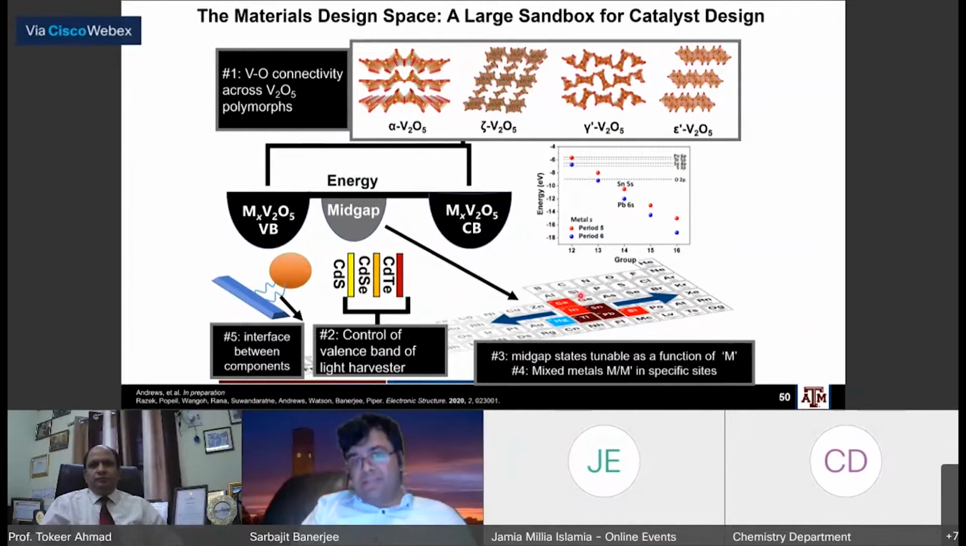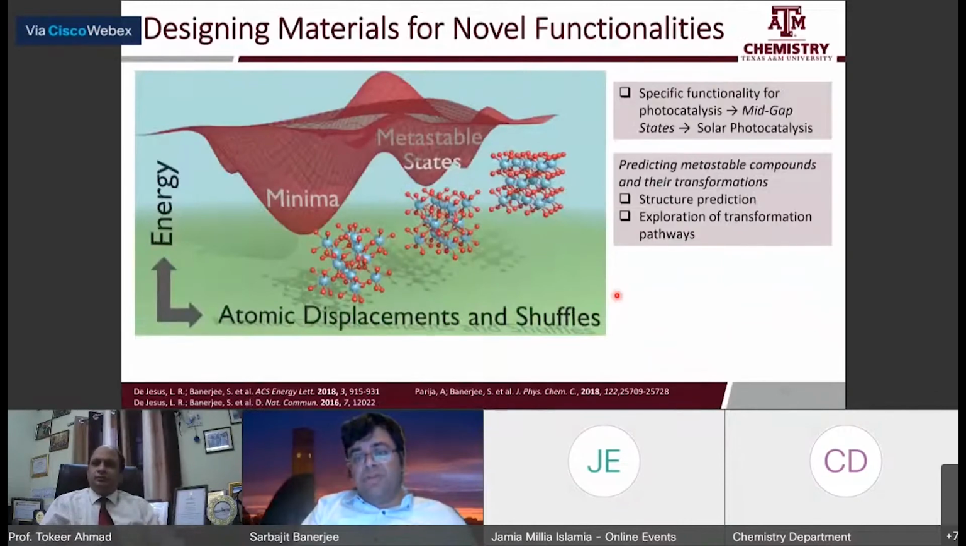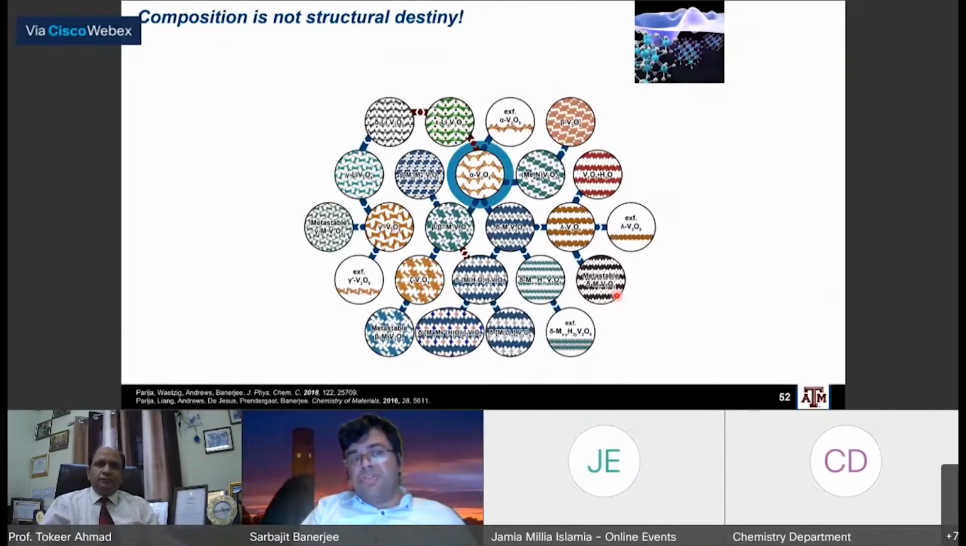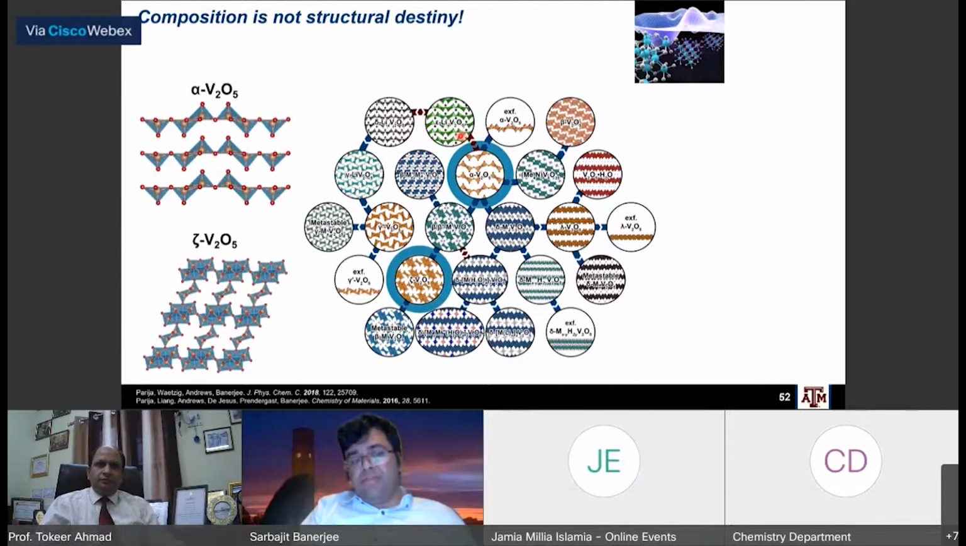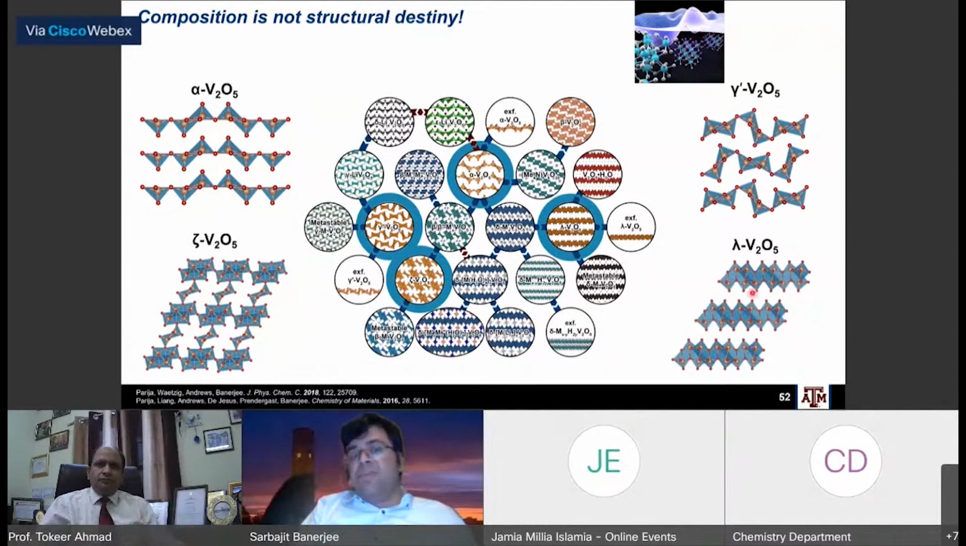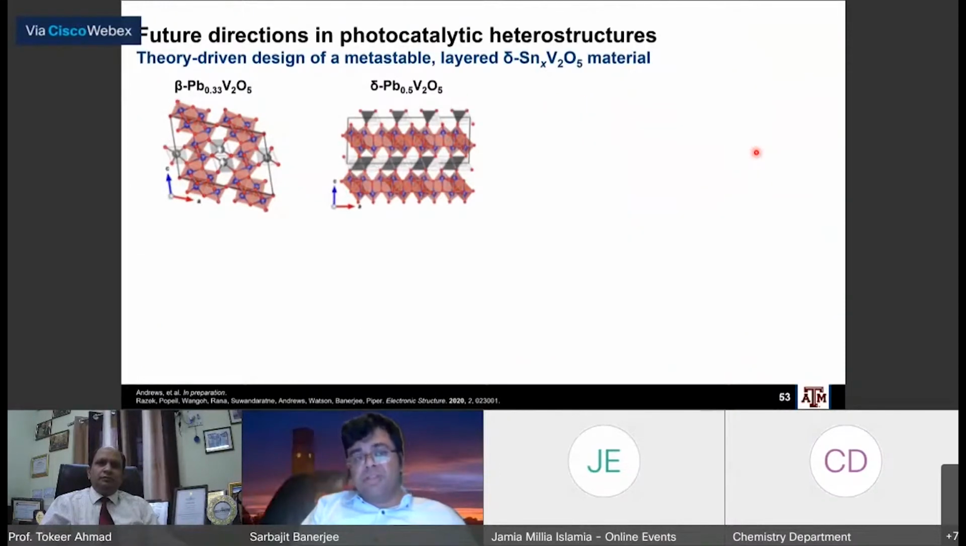We can really expand this repertoire, and this is what we've tried to do because there are just so many options here, right? I just want to show you this, and I'm going to elaborate in subsequent talks. This is alpha V2O5, but we can isolate all kinds of metastable polymorphs with different V2O5 connectivities. This is zeta, this is gamma prime, this is lambda. And then we can fill any of these p-block elements inside these to control the positioning of the mid-gap state. Just to show you an example, this is lead V2O5 beta versus delta.